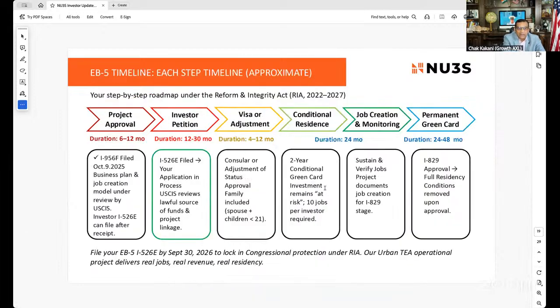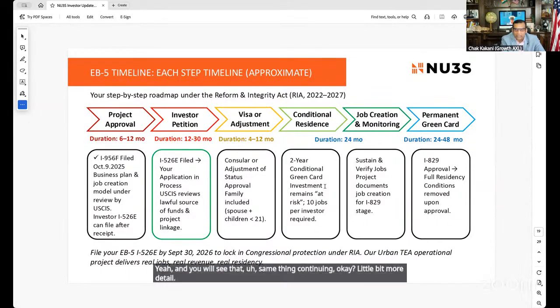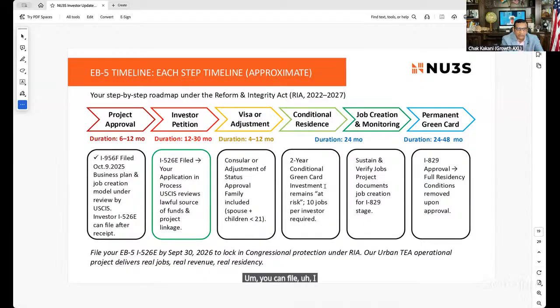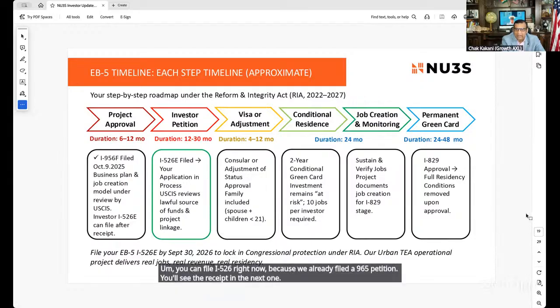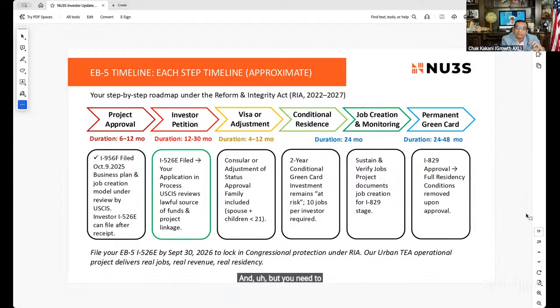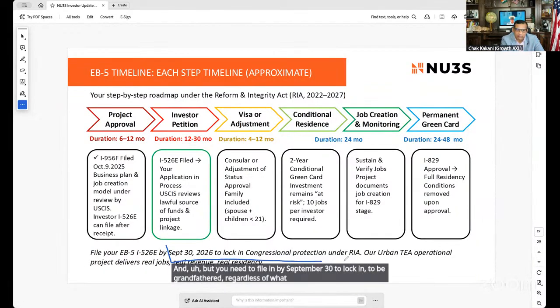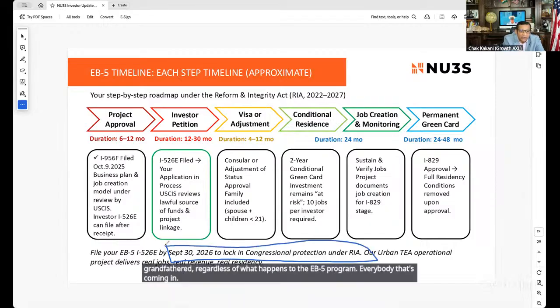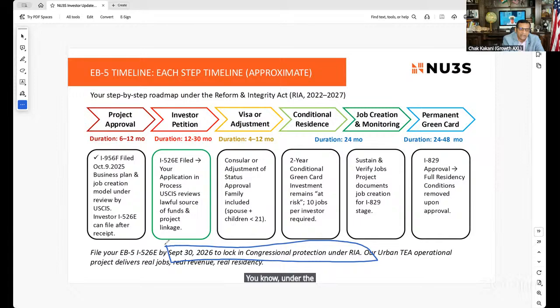Yeah. And you will see that same thing continuing. Okay, a little bit more detail. You can file I-526 right now because we already filed an I-956G petition. You'll see the receipt in the next one. But you need to file by September 30th to lock in, to be grandfathered, regardless of what happens to the EB-5 program. Everybody that's coming in, under the Reform and Integrity Act of 2022, there's lock-in protection until September 30, 2026, grandfathering. So you are safe. That's why there's so much of a rush in the marketplace right now for EB-5.